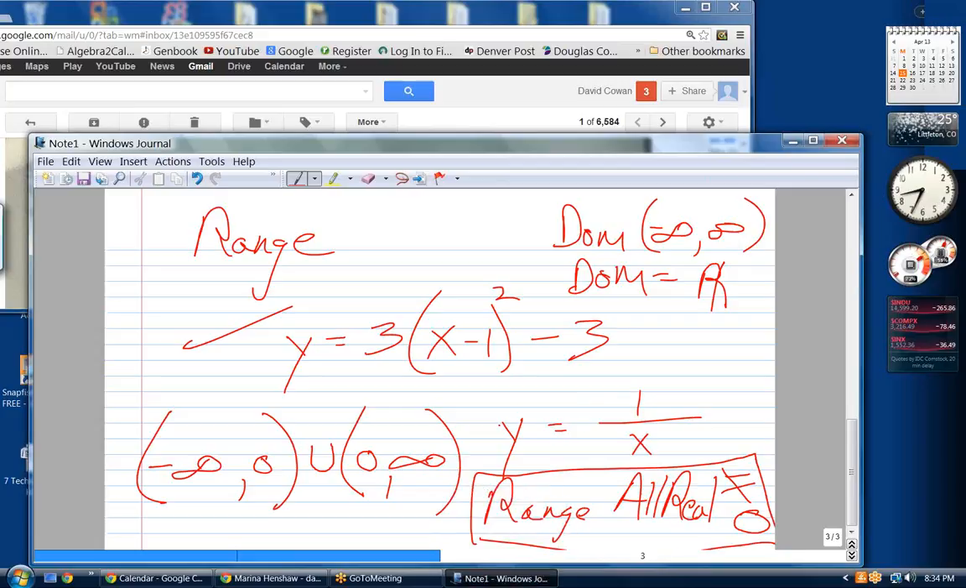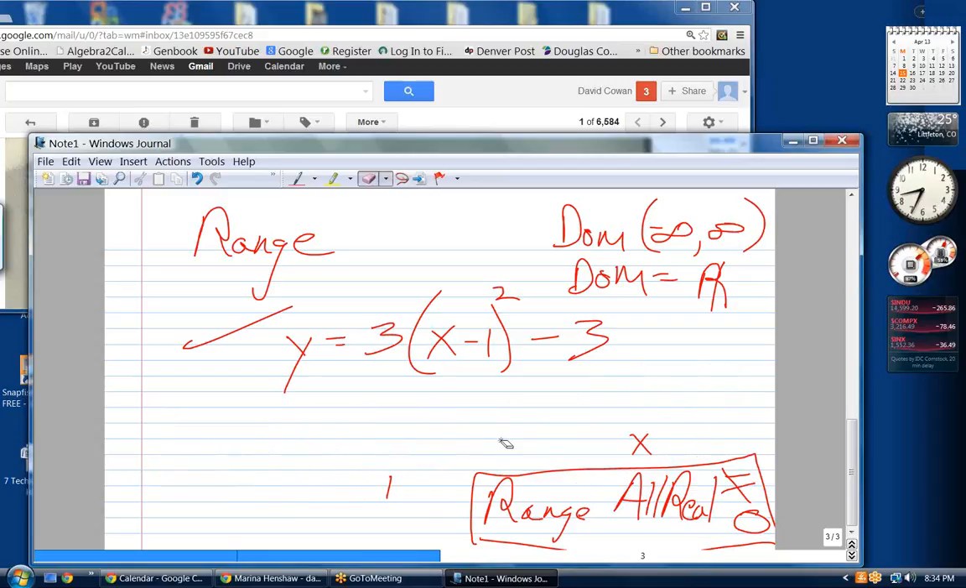So with this particular function, x can never be 0 and y can never be 0. So the domain and range for this are pretty much the same thing. All real numbers except 0. Okay? All right. Now we're going to go back and look at the problem that you have.